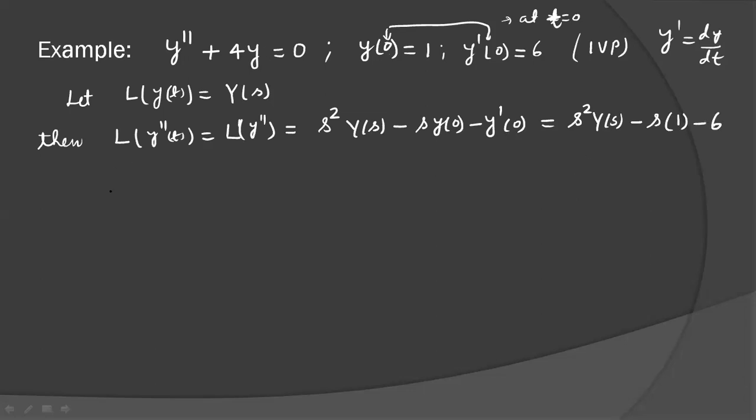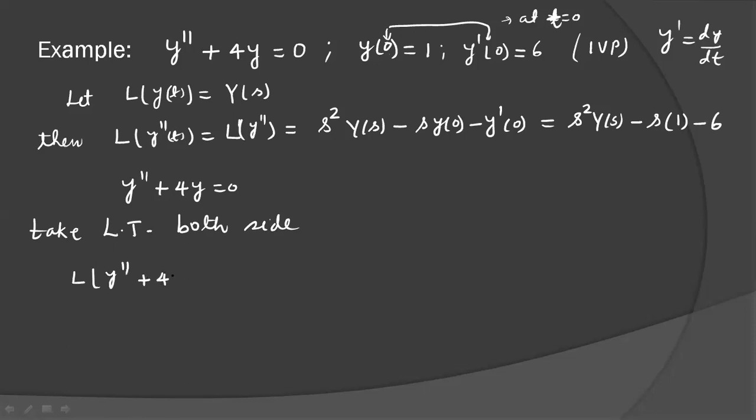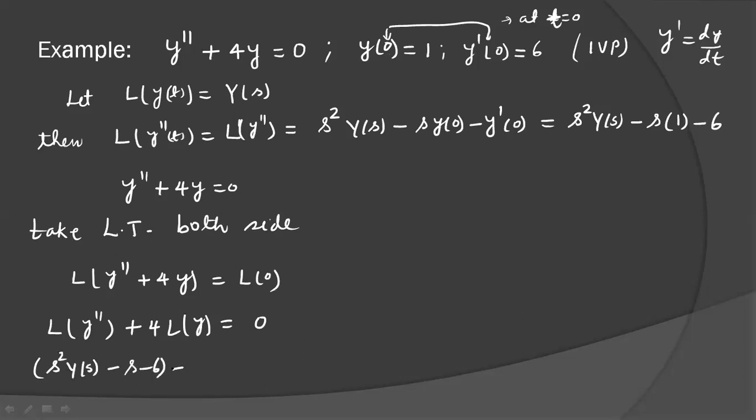Now see the equation y double dash plus 4y equal to 0. Take Laplace transform both sides. It will give you Laplace of y double dash plus 4y equal to Laplace of 0. Linear property you can use. It will be Laplace of y double dash plus 4 Laplace of y equal to 0, and Laplace of 0 is 0. It is s square Y(s) minus s minus 6, plus Laplace of y, which I have already used, is Y(s). I am not writing y is a function of t; it is understood. It is equal to 0.